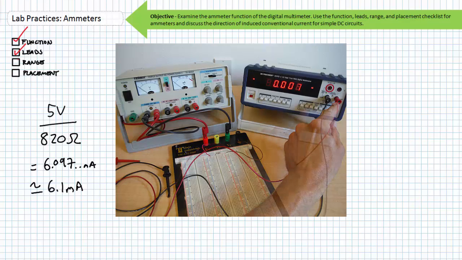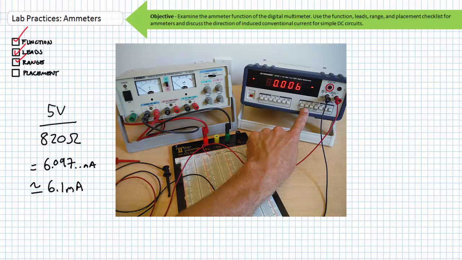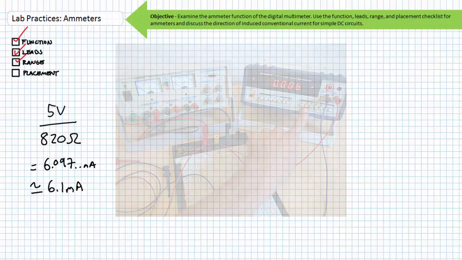Range. The BK Precision is manually ranged. We have a choice of 2, 20, 200, or 2000 milliamperes. What's the best choice for this circuit when we expect 6.1 milliamperes? The answer is 20 milliamperes because the 2 milliampere range won't measure 6.1 milliamperes and the 200 and 2000 milliampere ranges won't measure 6.1 milliamperes accurately.